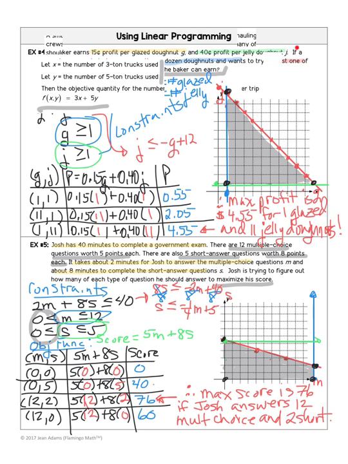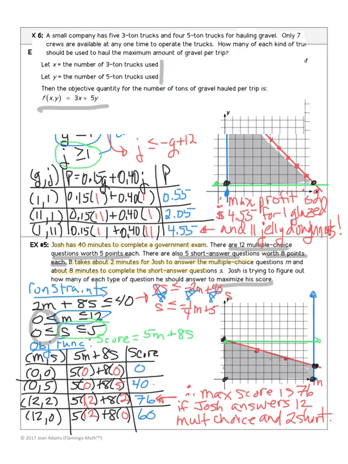So here come your constraints. I'm going to highlight those important features. 5 3-ton trucks and 4 5-ton trucks. Then our constraints are: only 7 crews are available at any one time to operate the trucks. How many of each kind of truck should be used to haul the maximum amount of gravel per trip? We really have more than one constraint, but we'll talk about that in a minute. So we have our objective function, so let's look at our constraints.